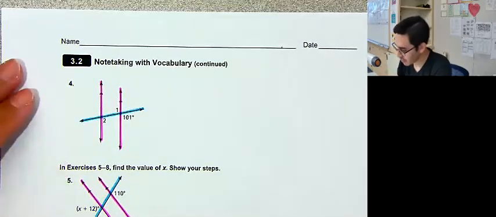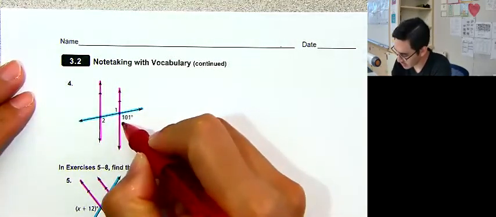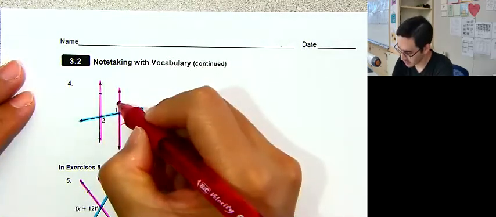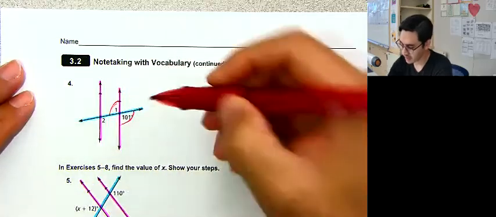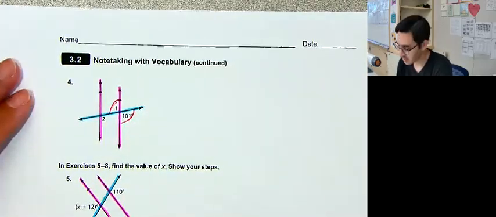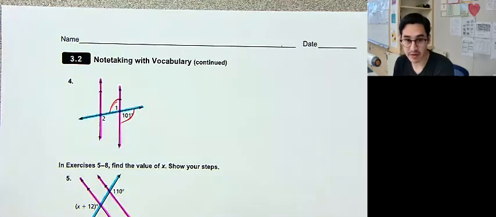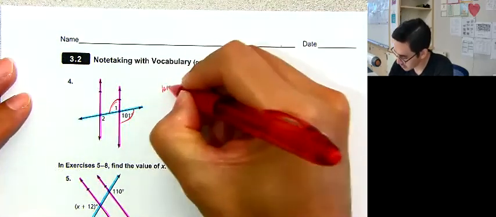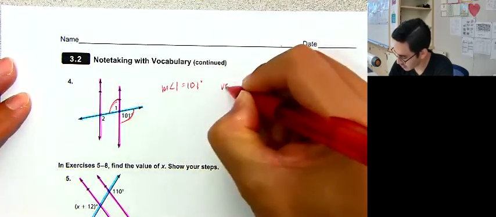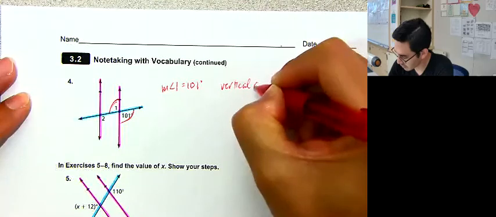All right, and then figure number 4. So we've got 101 degrees, that's an obtuse angle. And you can see angle 1 is across from it at the same intersection. Again, the technical name for that is vertical angles. So the measure of angle 1 is 101 degrees as well. We'll record vertical angles.